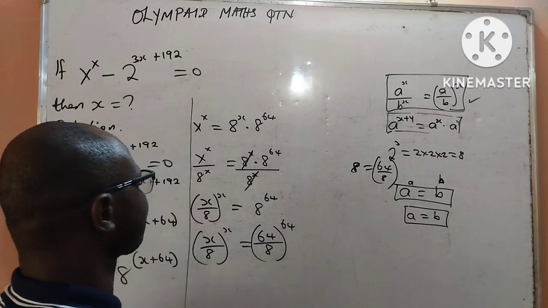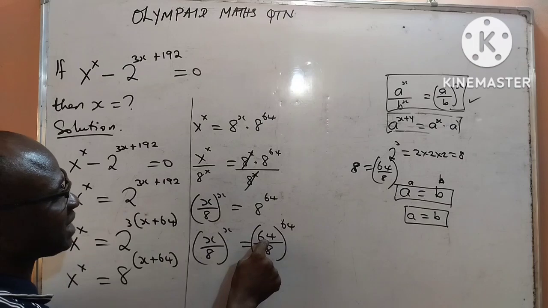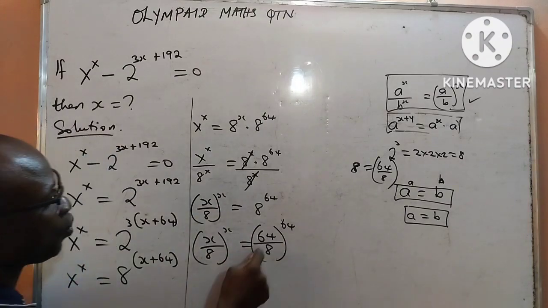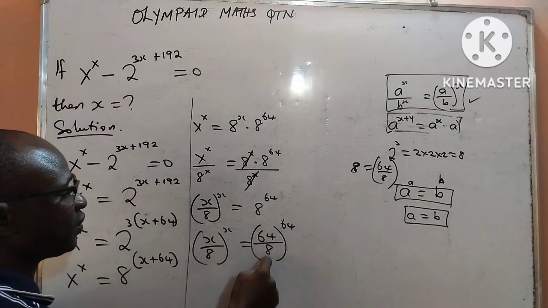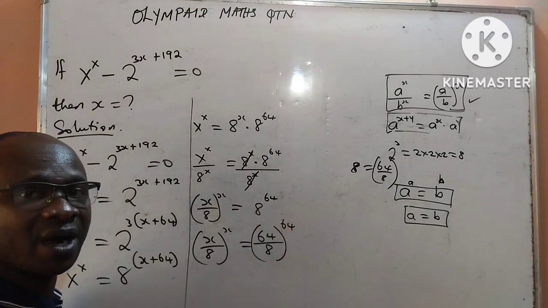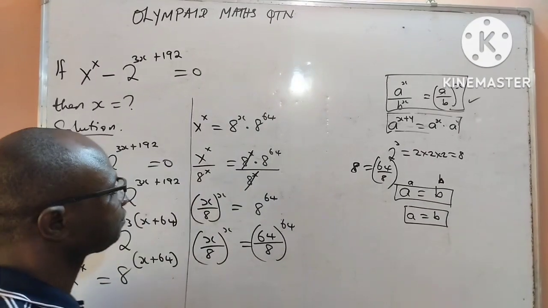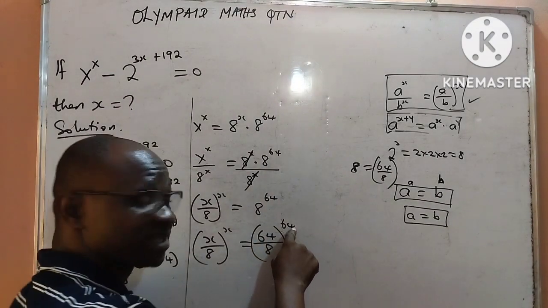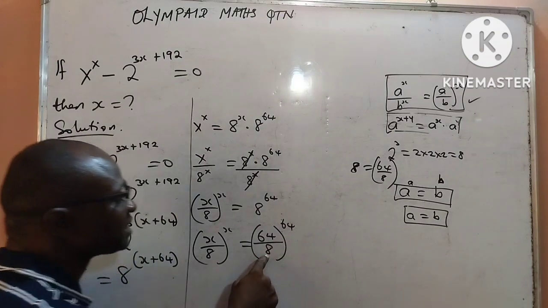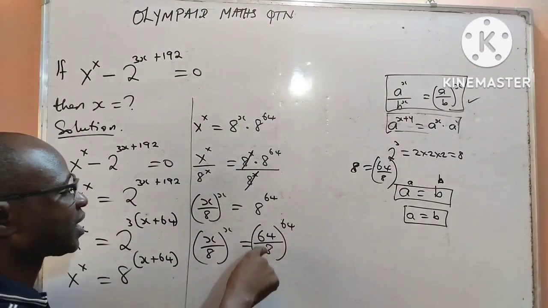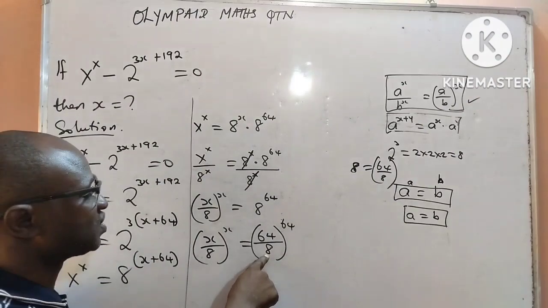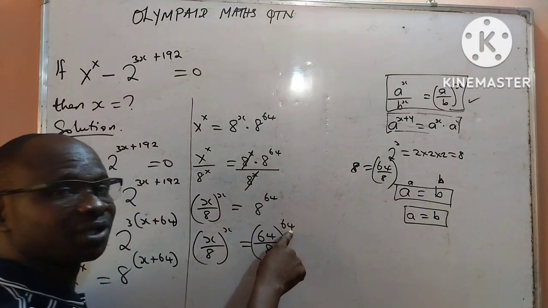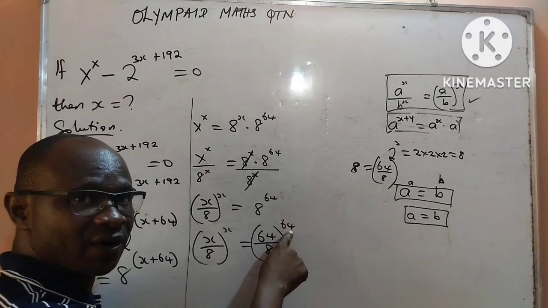Now look very well. 8 is the same as 64 over 8. But if you look at it now, what I have inside the bracket is 64 over 8 raised to the power 64. Something is comparable here: 64 as the numerator, 64 as the power, 8 as the denominator of the base. 64 is the numerator of the base, then the power of the whole thing in the bracket is 64.